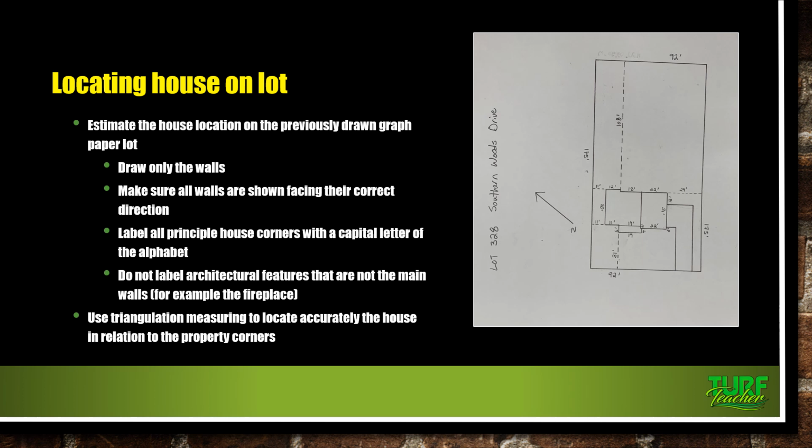Locating the house on the lot. Estimate the house location on the previously drawn graph paper. Draw only the walls. Make sure all walls are shown facing their correct direction. Label all principal house corners with a capital letter of the alphabet. Do not label architectural features that are not the main walls, for example, the fireplace. Use triangulation measuring to locate accurately the house in relation to the property corners.